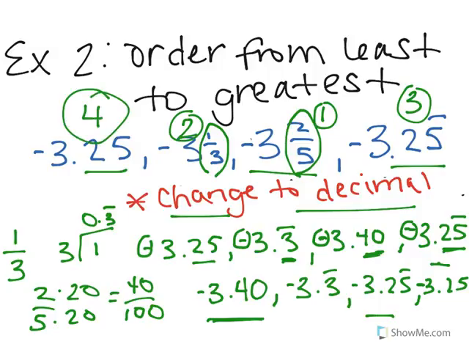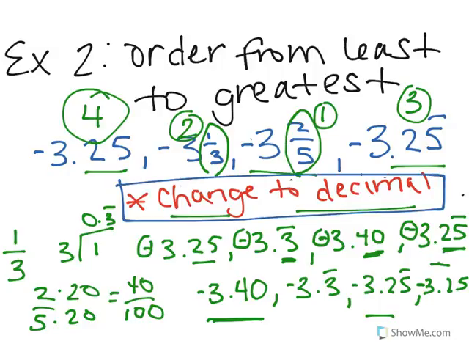So again, think about changing these into decimals, and be super careful when you're given that negative sign, because you have to think of it the opposite way. Here we said that 40 cents was our biggest, so because it's negative, it's the farthest away from zero.